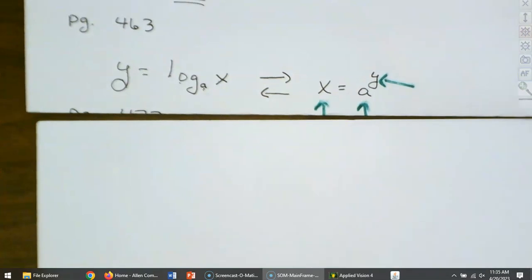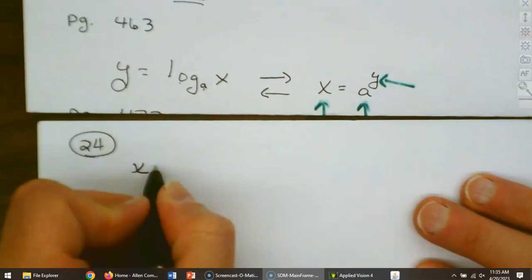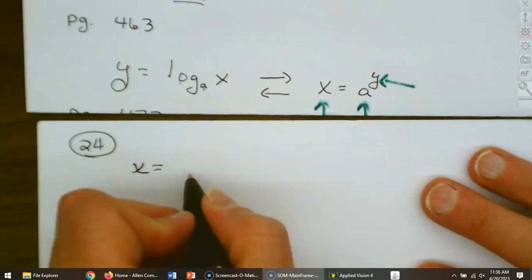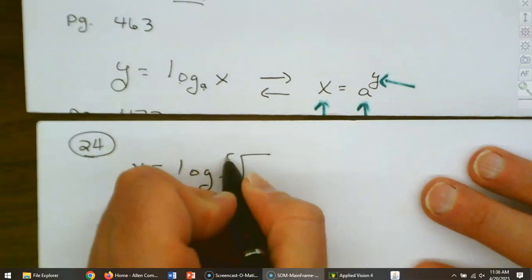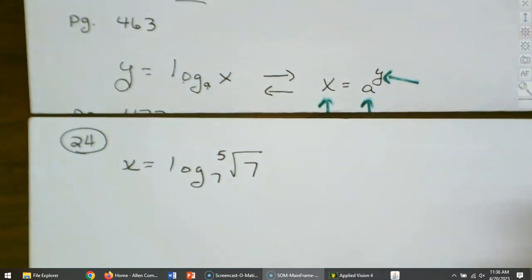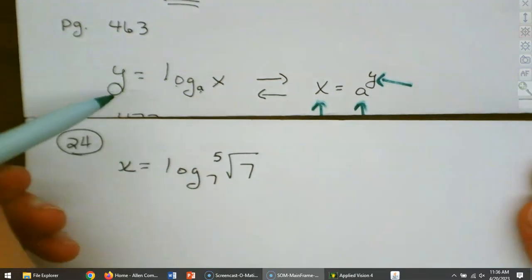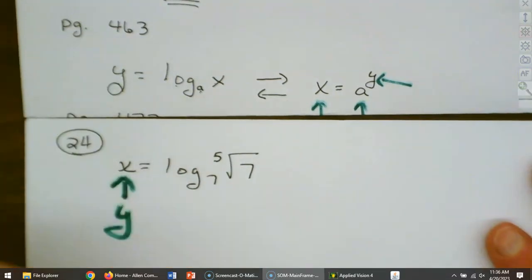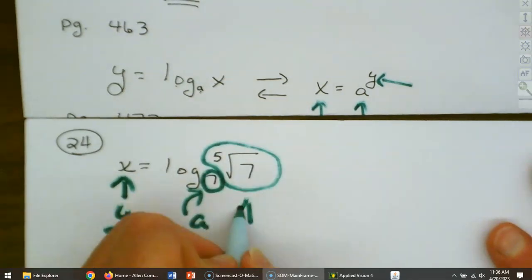And we're going to look now at question 24. X equals log base 7 of the 5th root of 7. It looks a little bit intimidating with the 5th root, but that's not going to be a problem. All we need to do is line up our pieces. So this x, well, that's your y. This little 7 down below, that's your base, so that's your a. This entire part is your x.